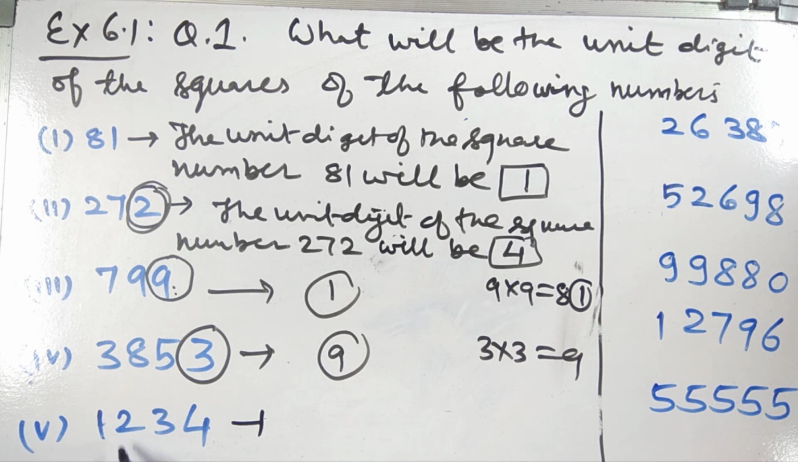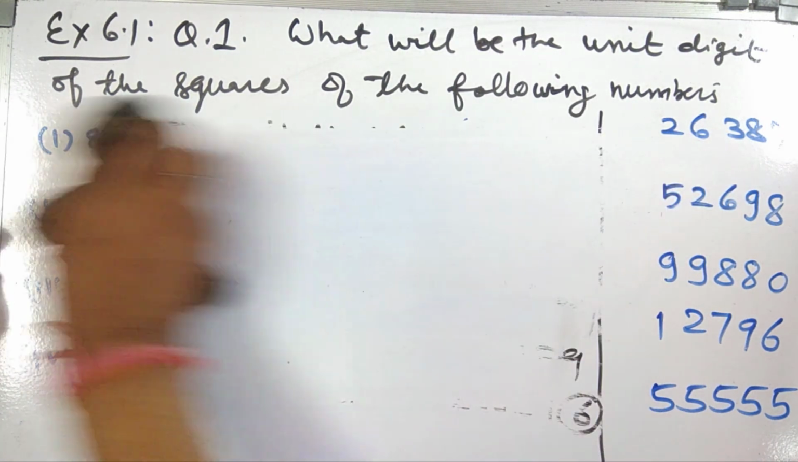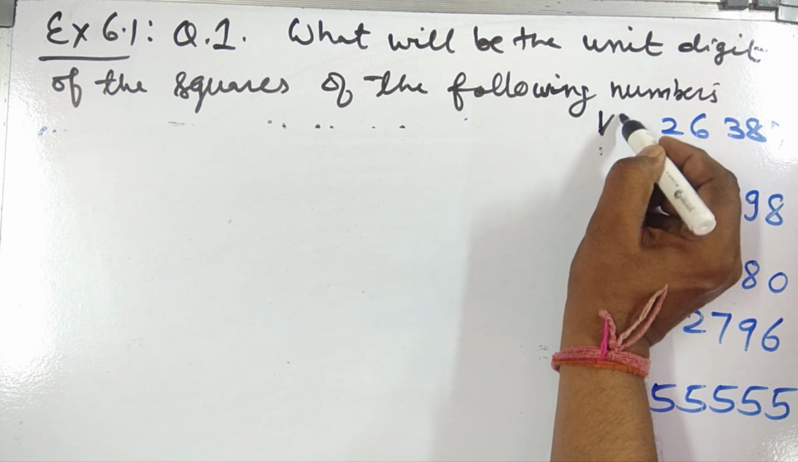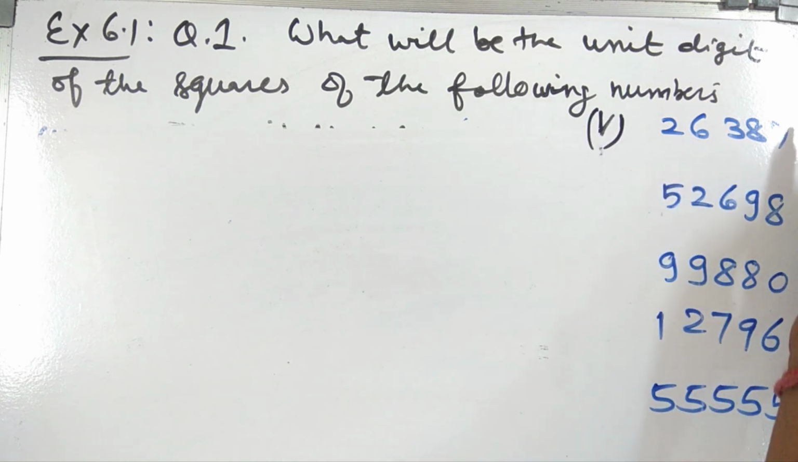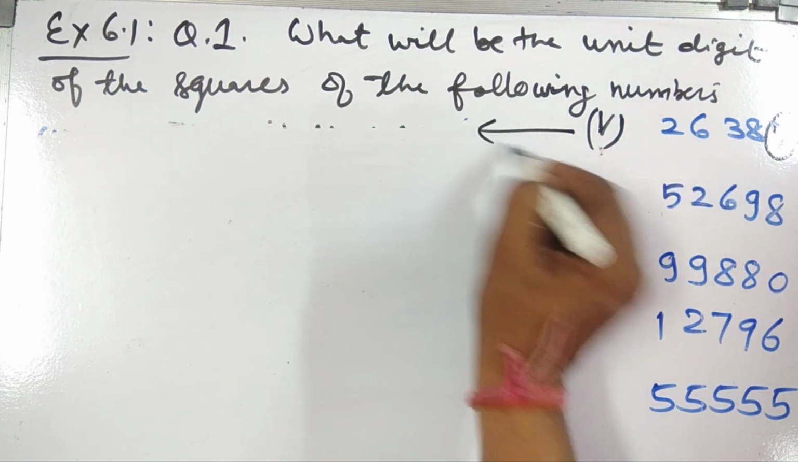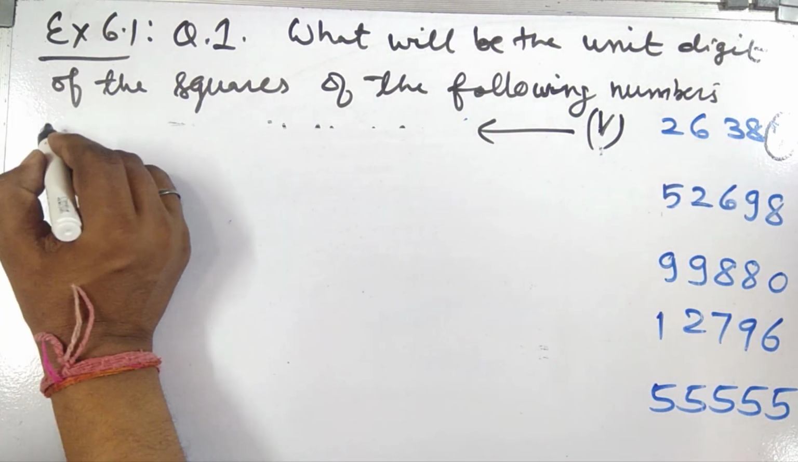Similarly, the unit digit of the square number 1234 is 6. Why? Because 4 into 4 is equal to 16. In the unit place 6. And in the same way, students, the fifth one, the given number has 7 in the unit place, therefore the unit digit is 9, students.